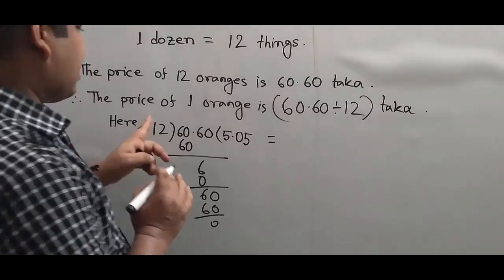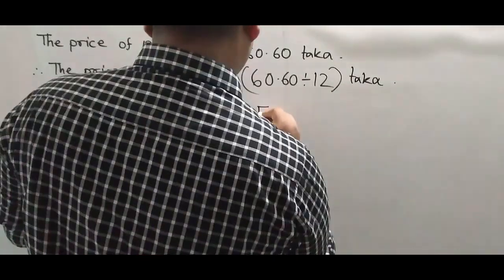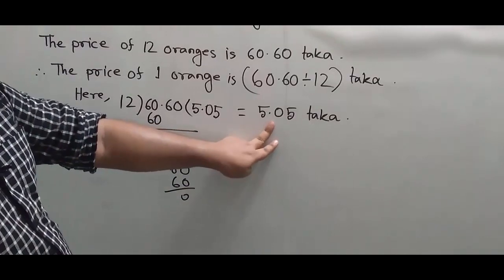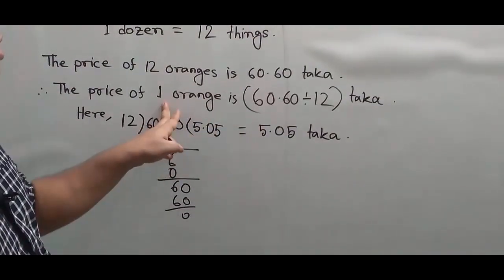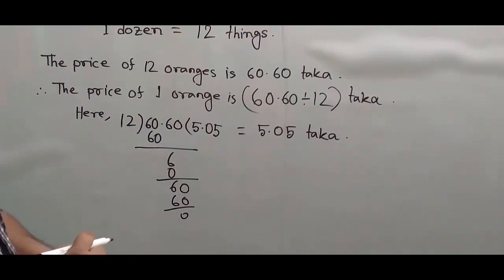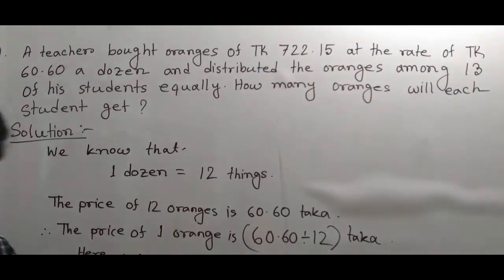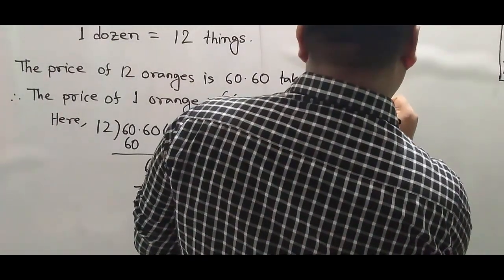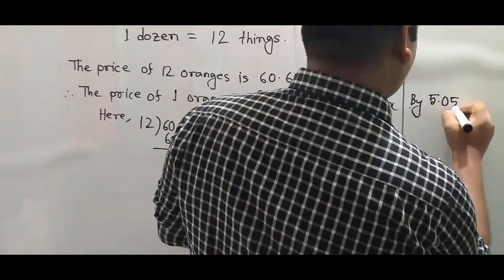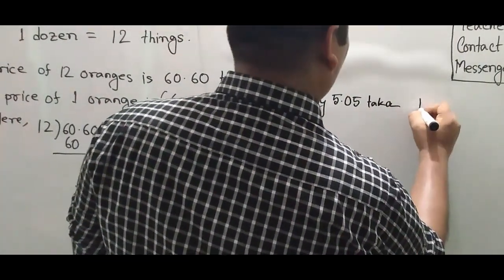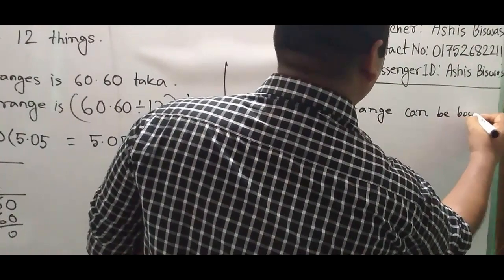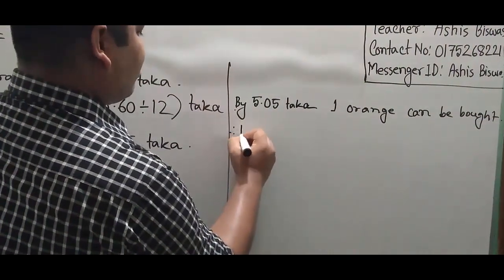My dear students, the price of one orange is 5.05 taka. This is the price of one orange. That means by using this information we find the number of oranges bought with this taka. Now you write here: by 5.05 taka, one orange can be bought. So by 722.15 taka, how many?